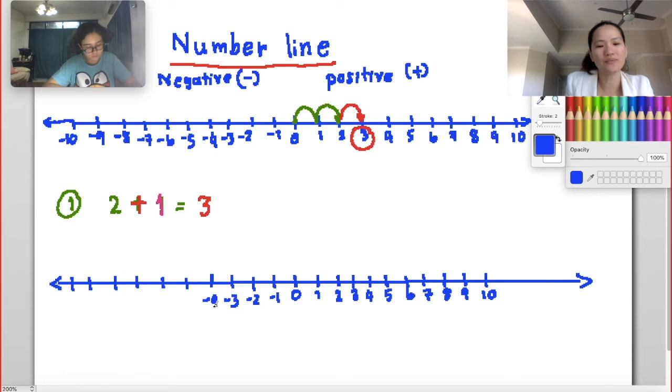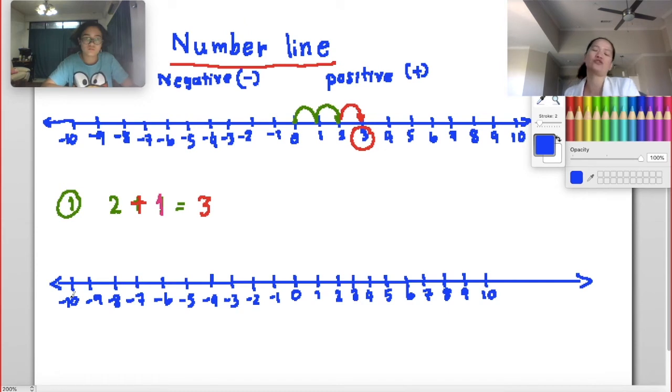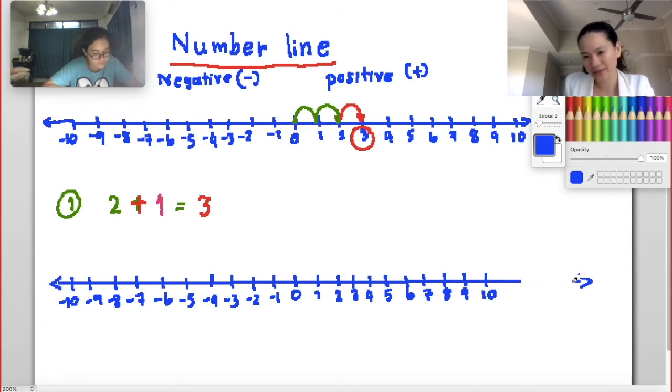Alright. Minus 4, minus 5, minus 6, minus 7, minus 8, minus 9, minus 10. The reason that I taught you how to write the numbers and you practice like this is because I would like you to keep practicing how to write it. Okay. Let me delete this one. Thank you, technology.